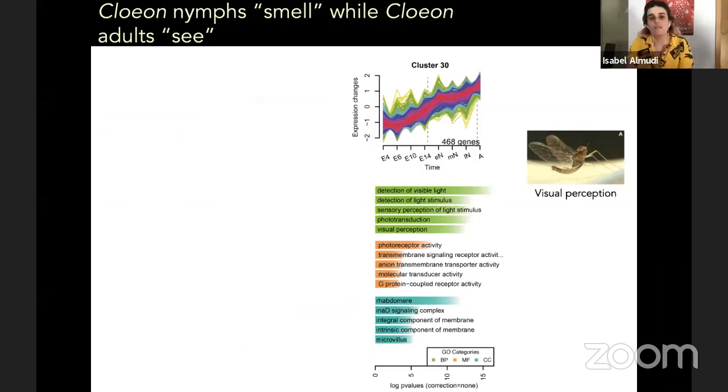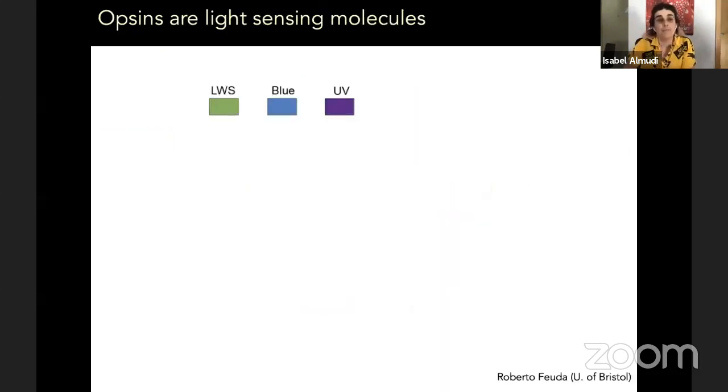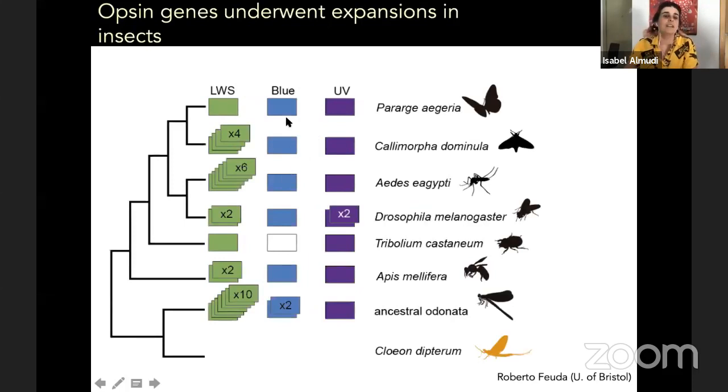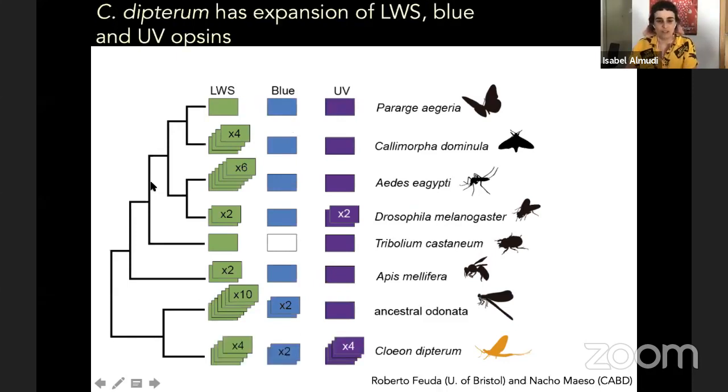So what happens to the visual perception in the adults? In terms of vision, in insects there are 3 main light sensing opsins: the long wave sensitive opsin, the blue sensitive opsin, and the ultraviolet sensitive opsin, that have undergone different expansions or reductions independently in the different lineages of insects. So what happens to Cleondipterum?